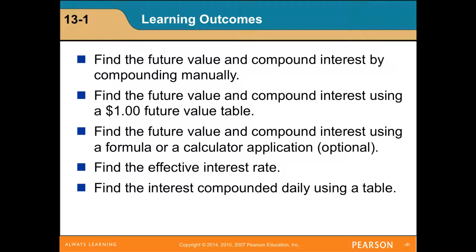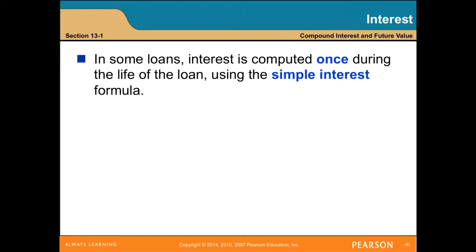Some of the learning outcomes in this chapter are to find the future value and compound interest by compounding manually, find the future value and compound interest using a dollar future value table, find the future value and compound interest using a formula or a calculator application, which is optional, find the effective interest rate, and find the interest compounded daily using a table.